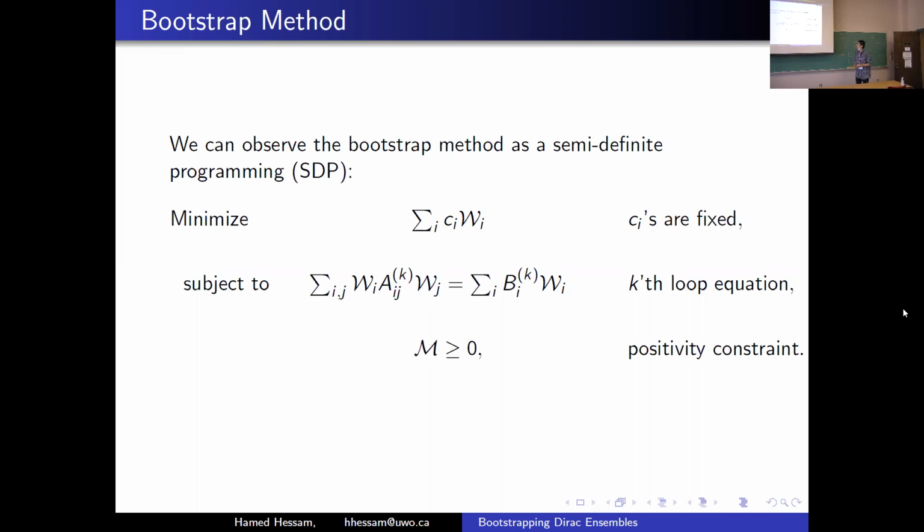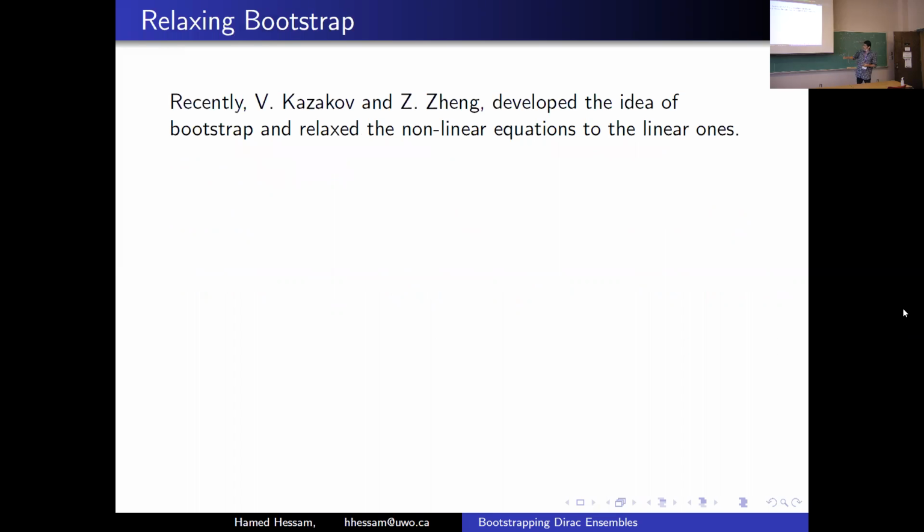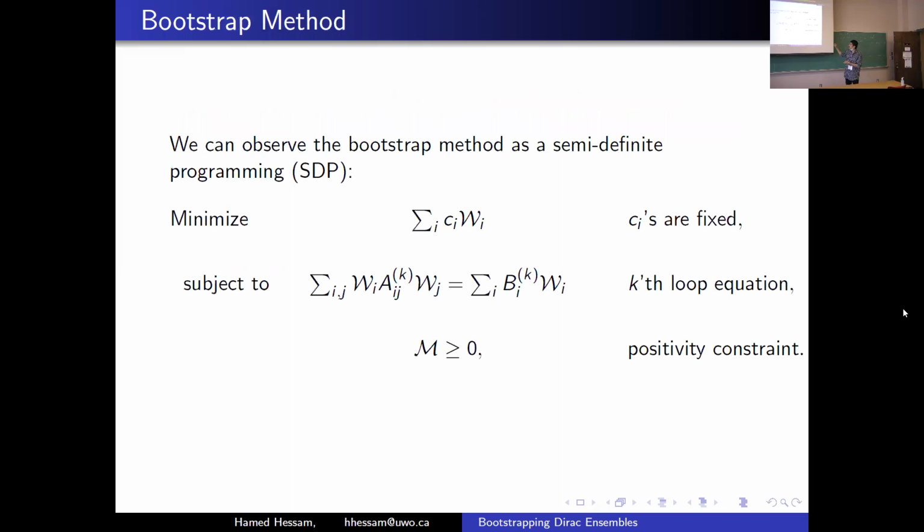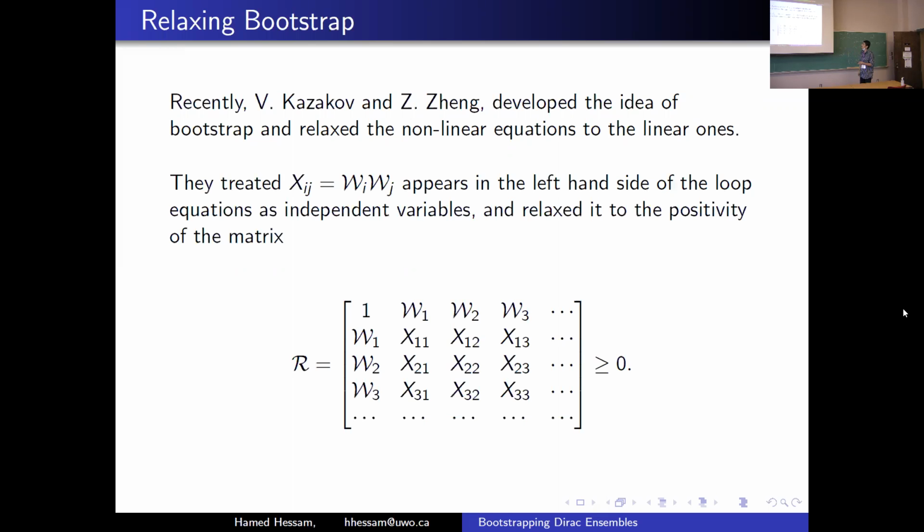I'm not sure. Recently, Kazakov and Zheng developed the idea of bootstrap and relaxed the nonlinear equations to linear ones. As you can see, the Schwinger-Dyson equation is quadratic. On the left-hand side is the quadratic part. So they introduce a new independent variable xij, where xij is the product of the moments I times J.